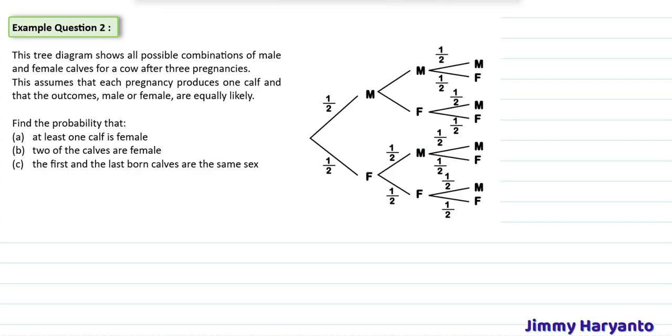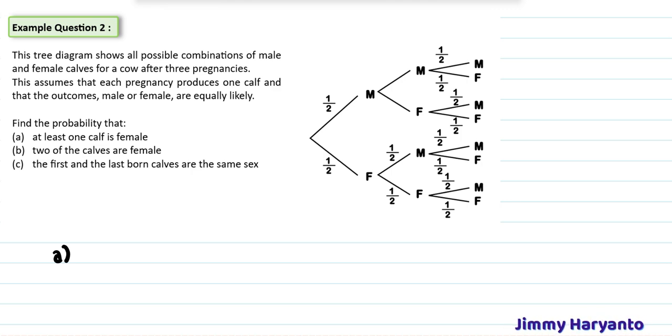And then next is example question 2. The question already gives you the tree diagram, so we don't have to draw the tree diagram anymore. The question wants you to find the probability that at least one calf is female. Okay, at least one will be one female calf. That one, this one. Okay, that's a lot of them. That means we can use the complement probability, the event that does not happen.